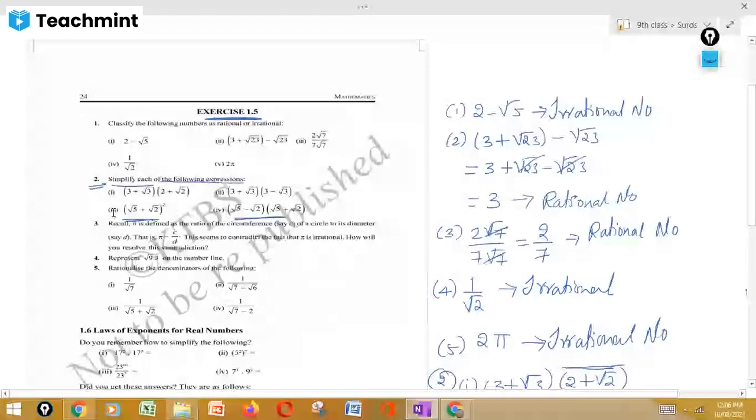The fact that pi is irrational. How will you resolve this contradiction? So what is the meaning of this question? Already we have discussed in the earlier classes, when I was telling you the complete information about pi. I have discussed this thing.